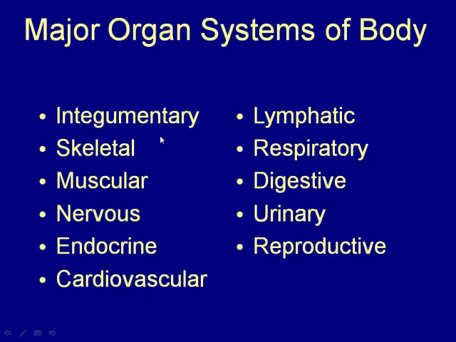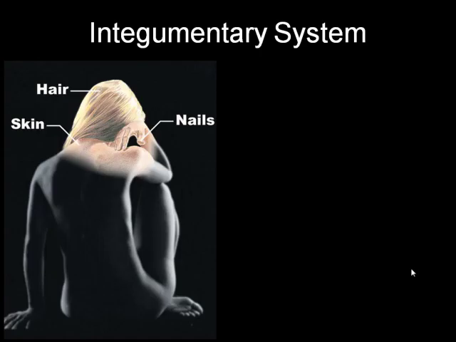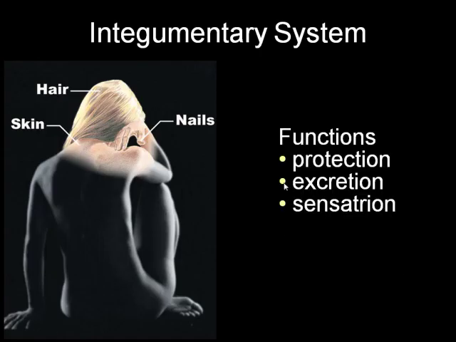The major organ systems of the body are the Integumentary System, Skeletal System, Muscular System, Nervous System, Endocrine System, Cardiovascular System, Lymphatic System, Respiratory System, Digestive System, Urinary System, and Reproductive System. Consider that your preview of coming attractions. Let's look just a little bit at each one. The Integumentary System is your skin, your hair, and your nails. Now, it protects you, it acts as an excretory organ, it's how you know things that are going on outside your body, it's your organ of sensation.